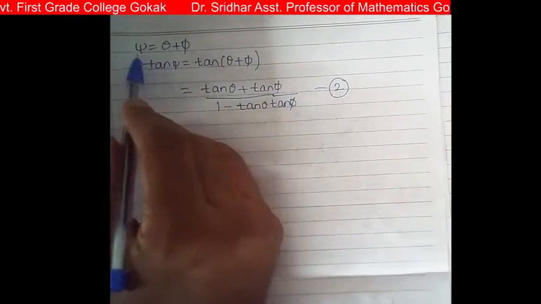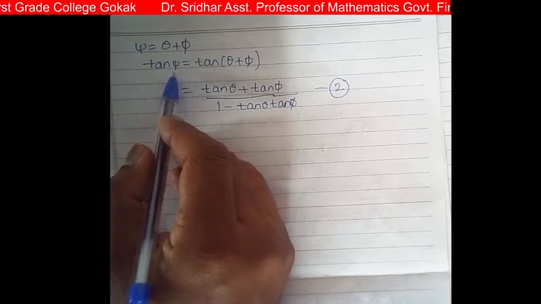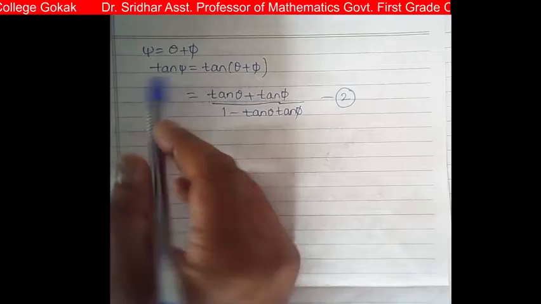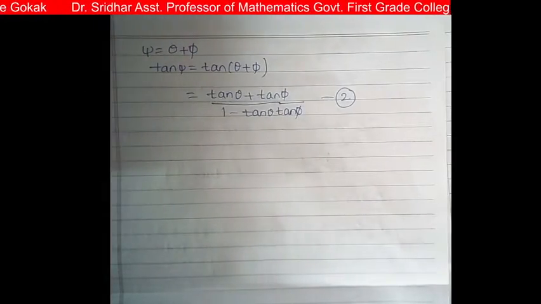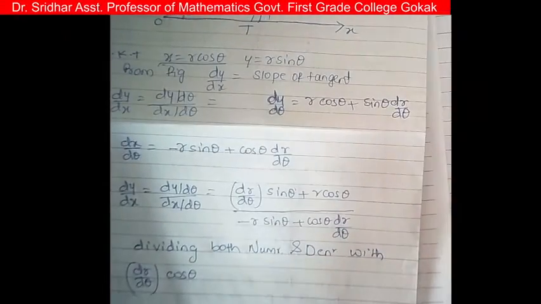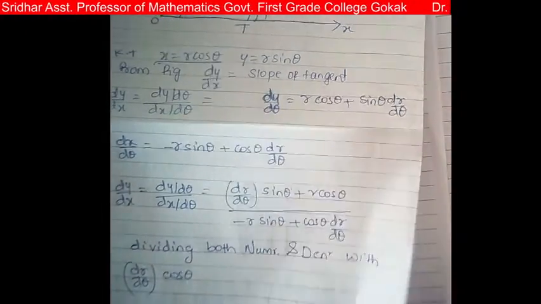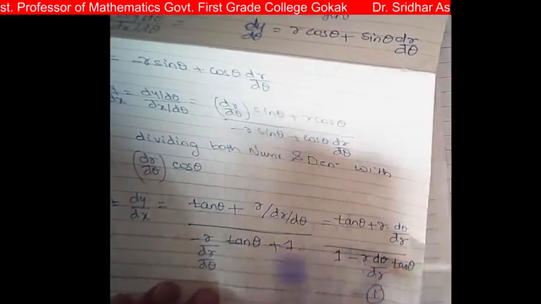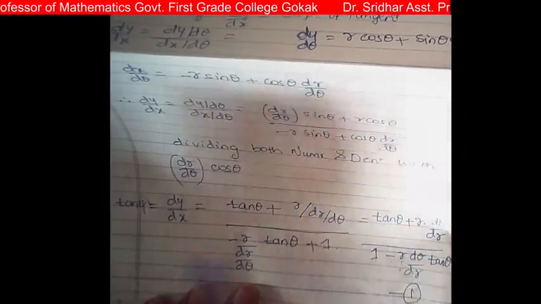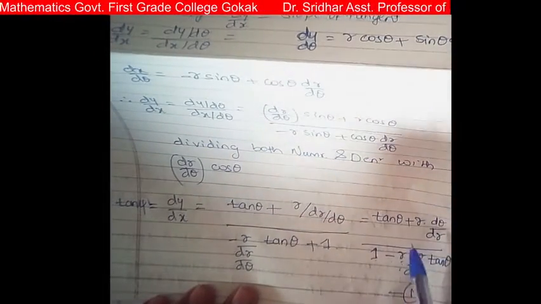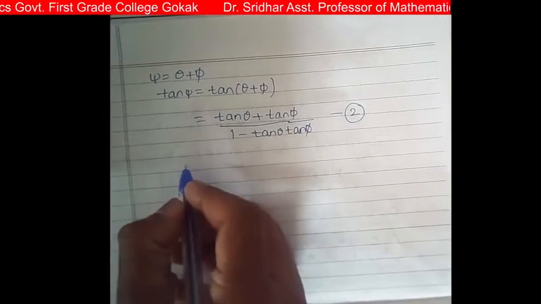And here this is also tan psi, which means again it is also the slope of the tangent. So that means this is equation 2 and this is equation 1. Both are one and the same, both are the slope of the tangent. Therefore, equating 1 and 2, what do we obtain?